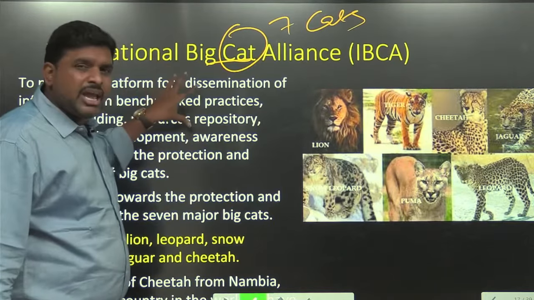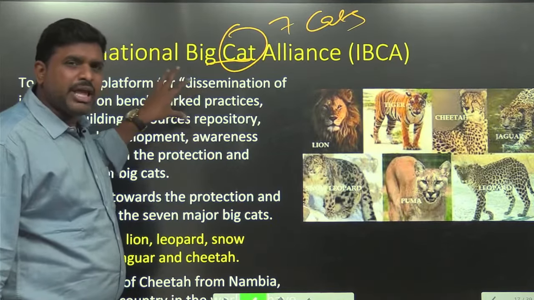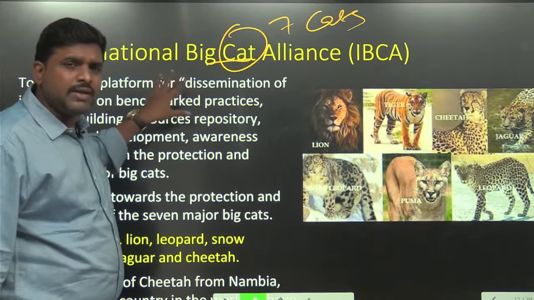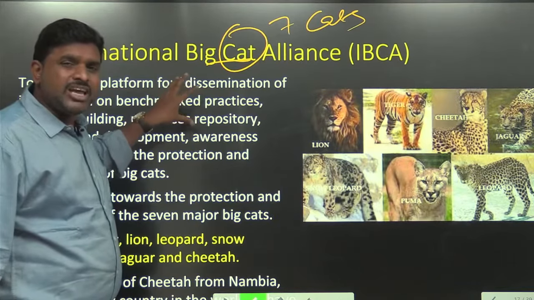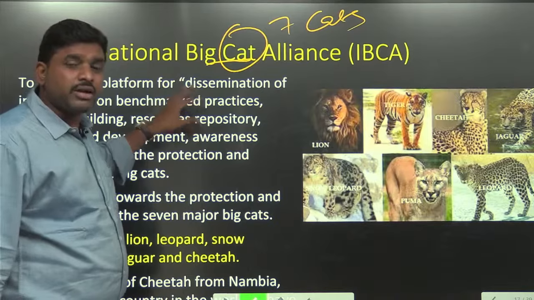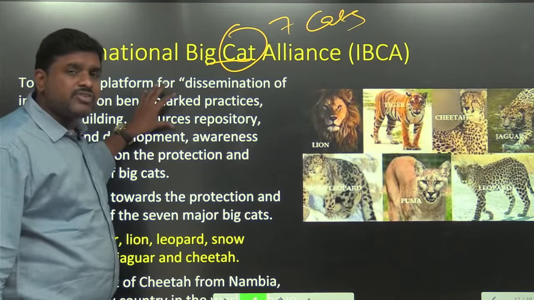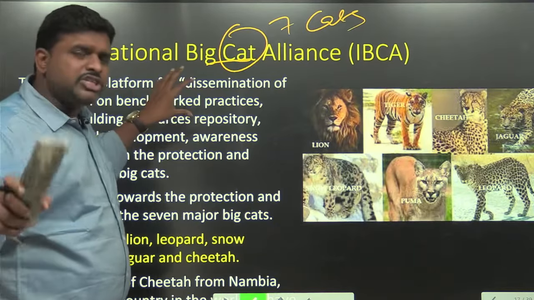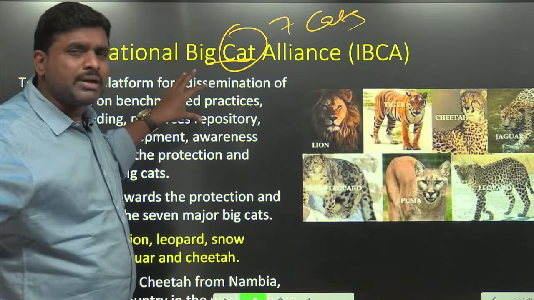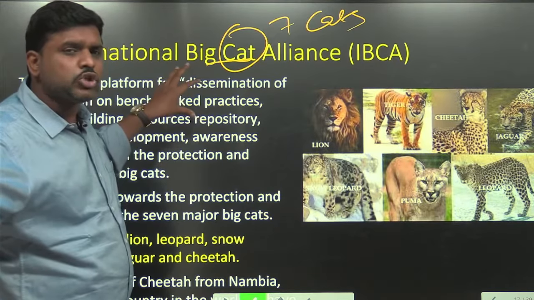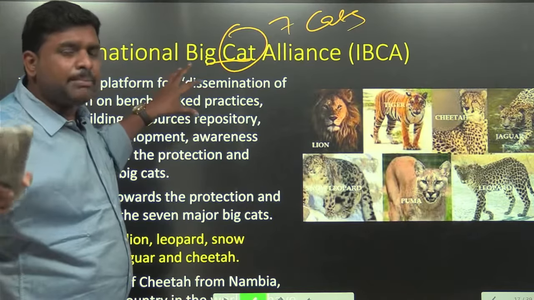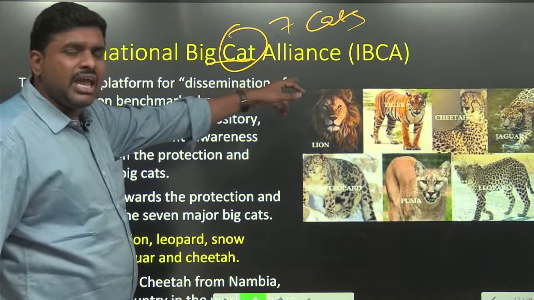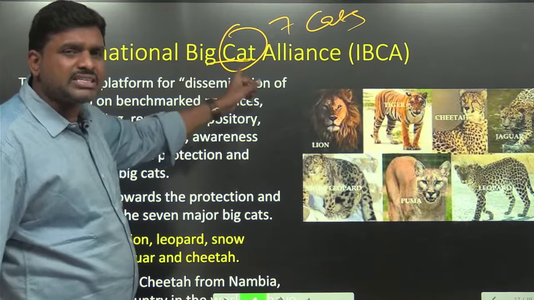Now it is playing a major role in climate change, with respect to biodiversity, forest conservation, and protection of environment. So now India is coming up with an alliance in which nearly 97 countries are going to become part of it. International organizations are also going to become part of it under the leadership of India. That particular alliance is called IBCA, the International Big Cats Alliance.